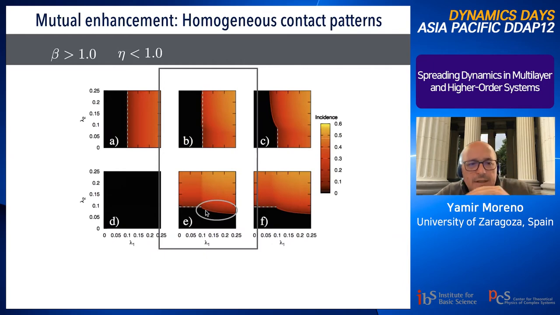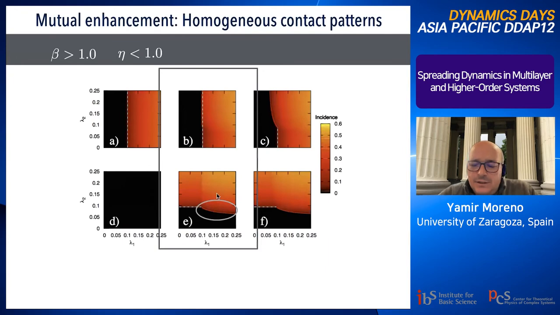So the threshold is below that. This is what in epidemiology is called the secondary threshold. The first one is the primary, and this is the secondary threshold. That is a threshold that appears when the disease is not completely taking place in an isolated population. There are other factors that you have to take into account.